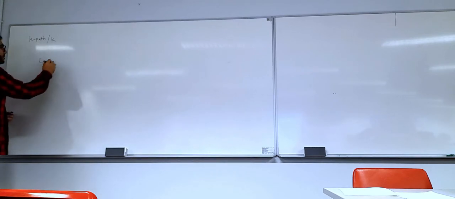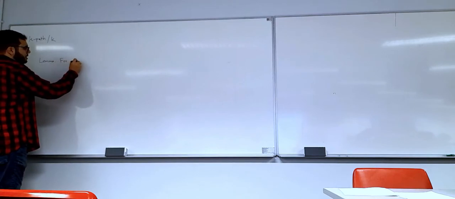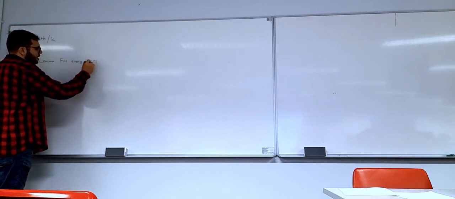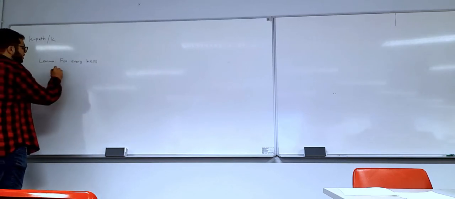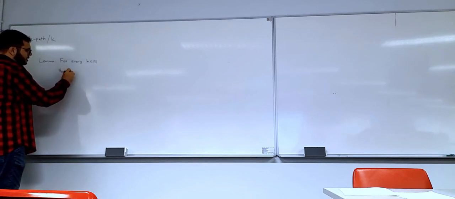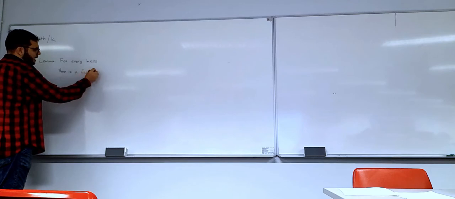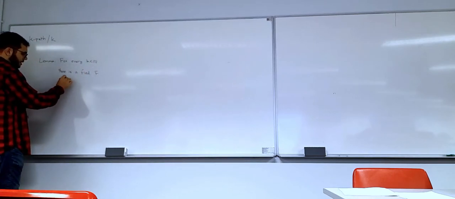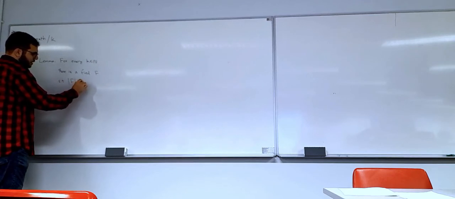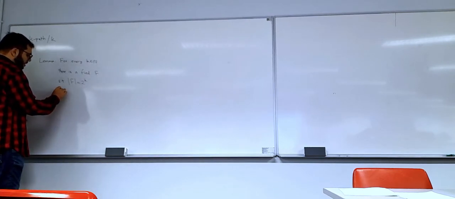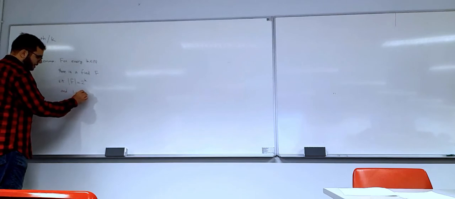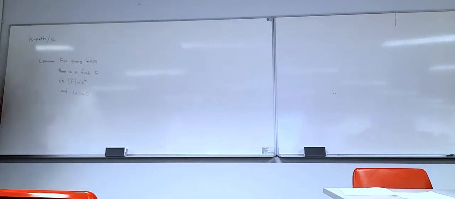And my lemma is this: for every positive integer k, there is a field that has 2 to the power of k elements. There is a field F such that the size of F is exactly 2 to the power of k. Additionally, I want one more property in this F: the field has characteristic 2, which means 1 plus 1 is equal to 0 in this field.